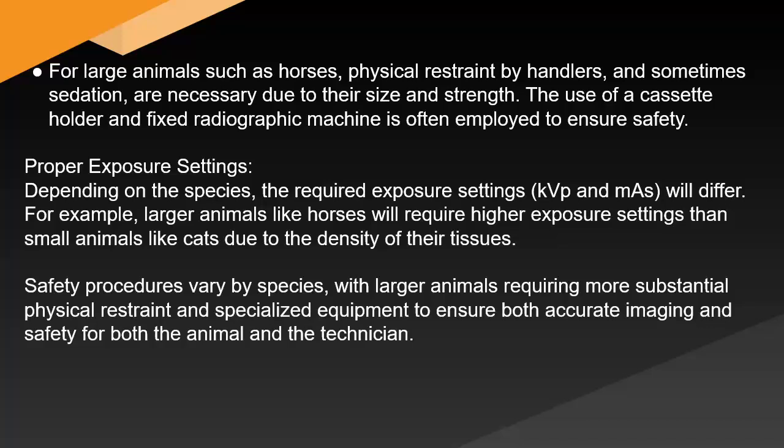Proper exposure settings. Depending on the species, the required exposure settings, kVp and mAs, will differ. For example, larger animals like horses will require higher exposure settings than small animals like cats due to the density of their tissues. Safety procedures vary by species, with larger animals requiring more substantial physical restraint and specialized equipment to ensure both accurate imaging and safety for both the animal and the technician.